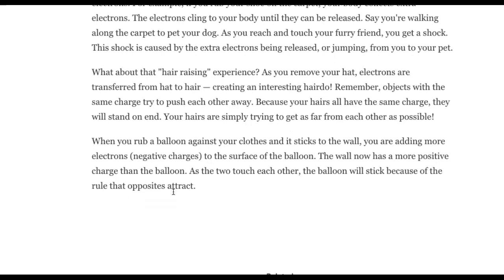When you rub a balloon against your clothes and it sticks to the wall, you're adding more electrons, negative charges, to the surface of the balloon. The wall now has a more positive charge than the balloon, and as the two touch each other, the balloon will stick because of the rule that opposites attract.